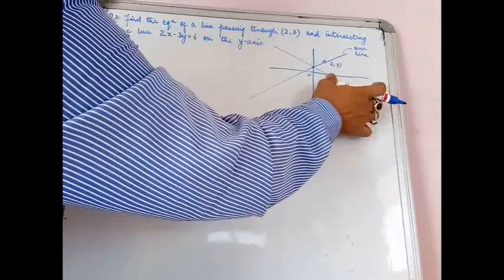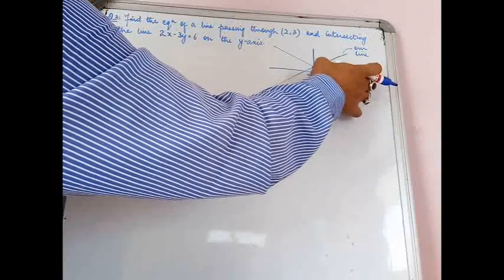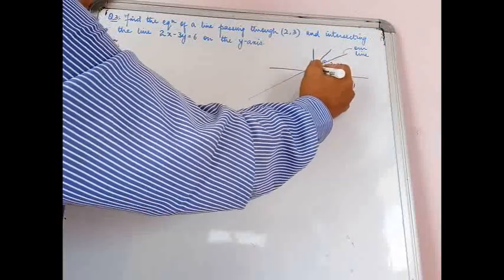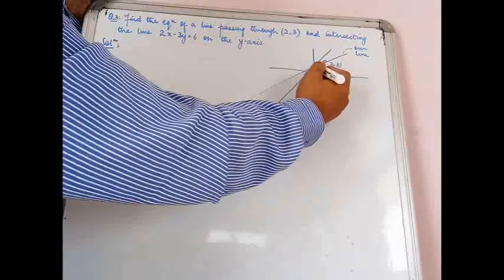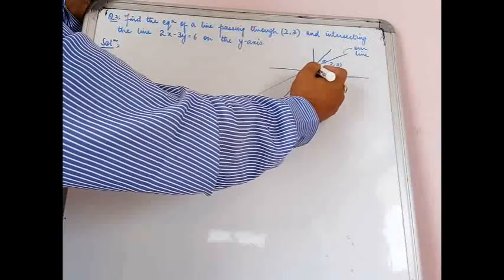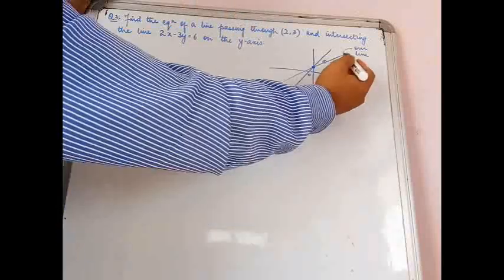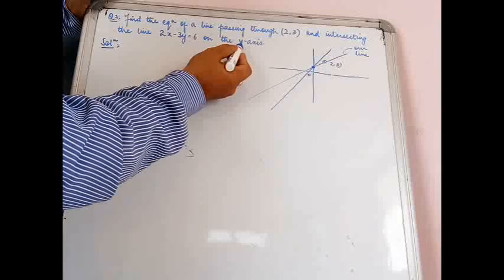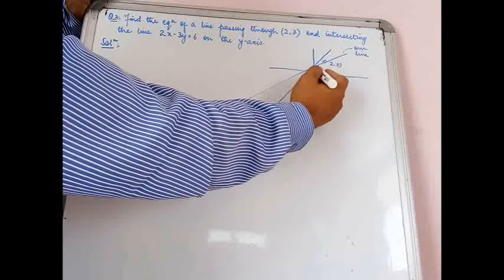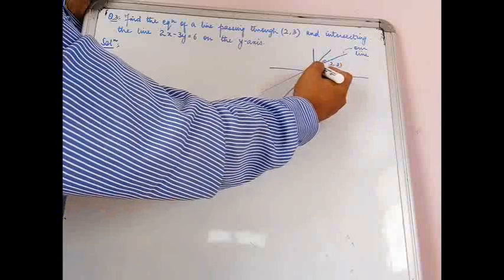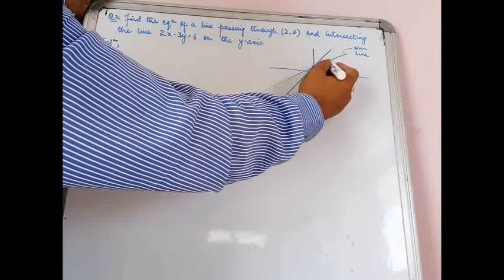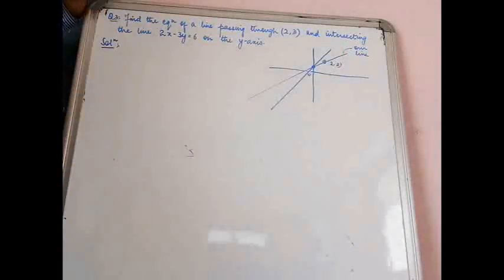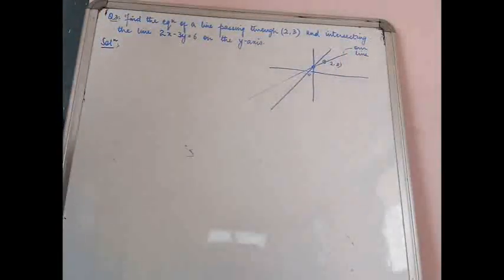So what I'm saying is that this second line can be drawn like this also, no problem. The main point that you have to keep in mind is that our line is intersecting this second line where? On the y-axis. So this point is the intersection point. If we can find this intersection point, we will get 2 points through which our line is passing, and then we will be able to apply the 2-point form.